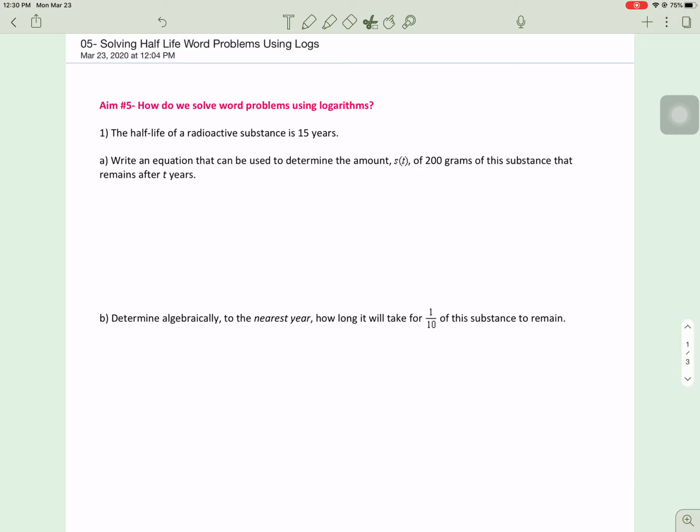The half-life of a radioactive substance is 15 years. Remember how half-lives work? Every 15 years the amount of substance will be multiplied by a half, or decrease by dividing by 2. So write an equation that can be used to model the amount S of t of 200 grams of a substance that remains after t years.